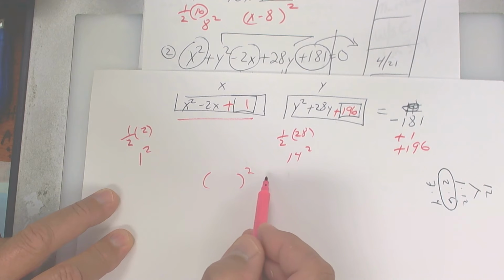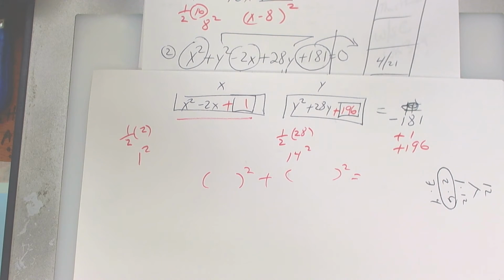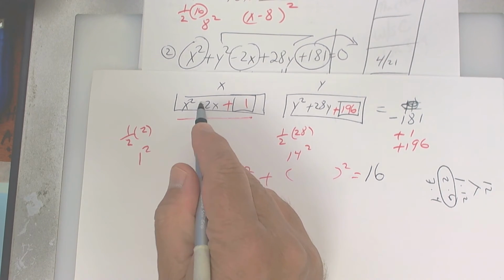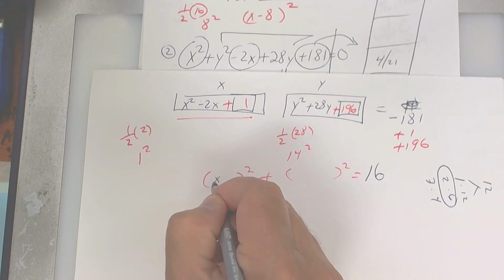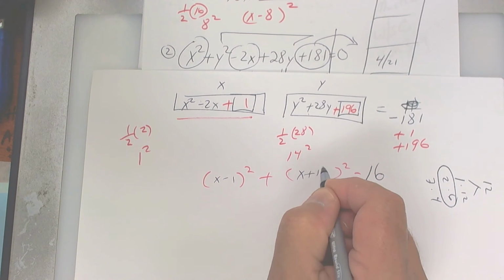So that's going to be something squared plus something squared is equal to whatever that is. And I think we said that was 16. So put a 16 here. Okay? This one is going to be, since it's a minus right here, you got to put x minus 1. This is a plus, so it's going to be x plus 14.